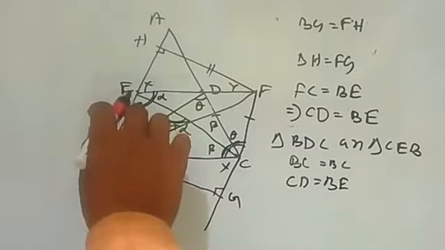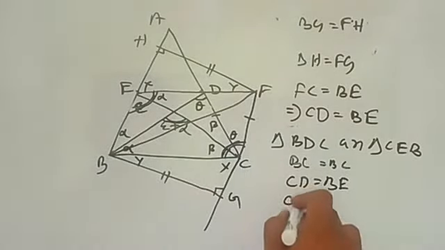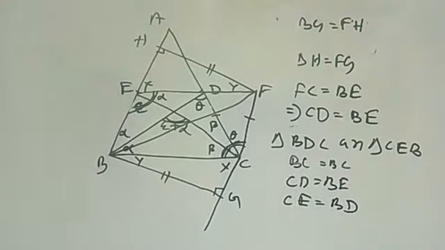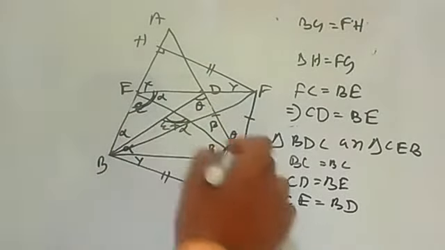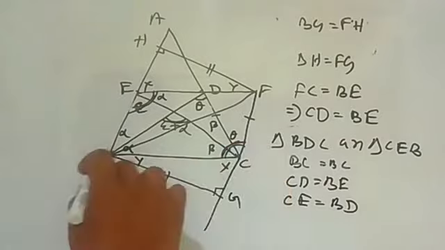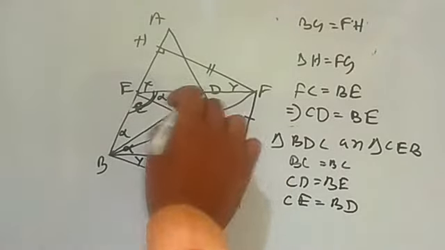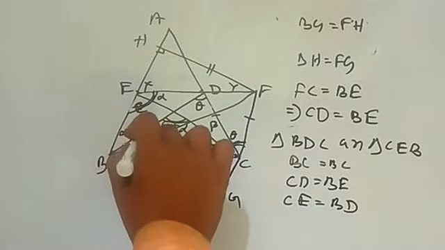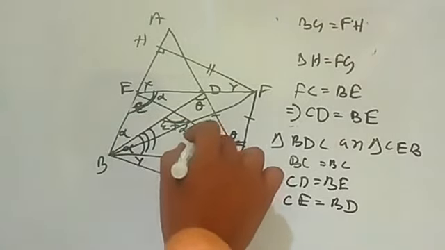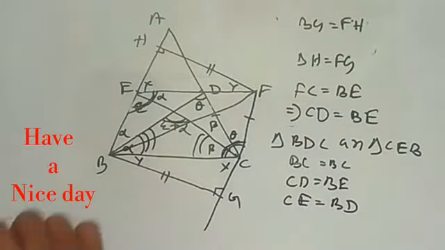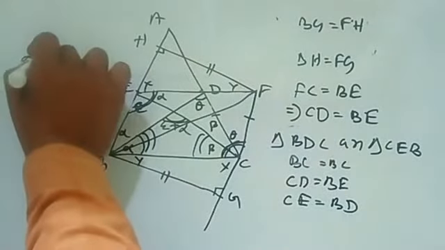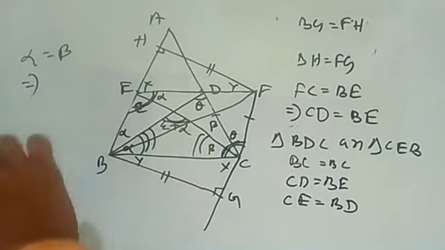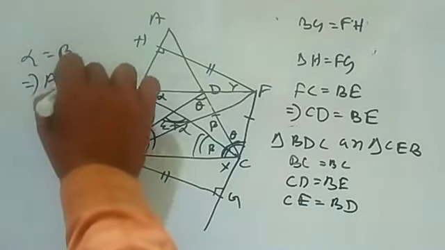And CE is equal to BD, as given. BD is equal to CE as given, BC is common and CD is equal to BE. That means both triangles are congruent. That means alpha is equal to beta, implying that AB is equal to AC.